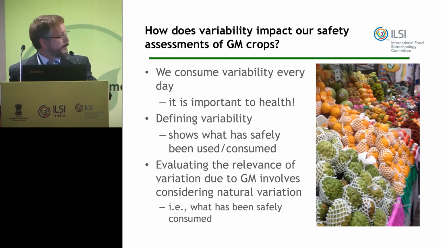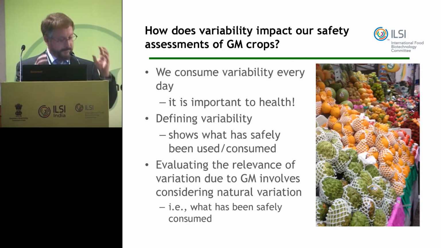So to start summing up, how does variability impact our safety assessments of GM crops? Keep in mind, we consume variability every day. Nobody minds eating a dragon fruit in the morning and rambutan later, even though compositionally they're not alike at all. But we tend to be concerned if the lemon has a little bit more citric acid than the lemon we ate yesterday. So there is a conceptual issue here that some of the communications efforts need to work on.